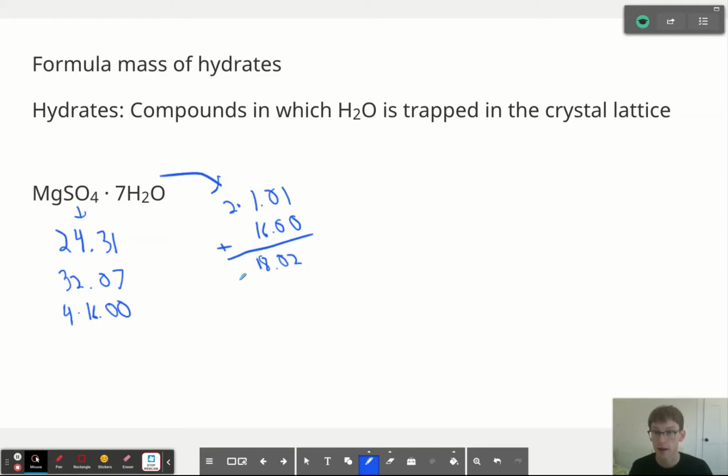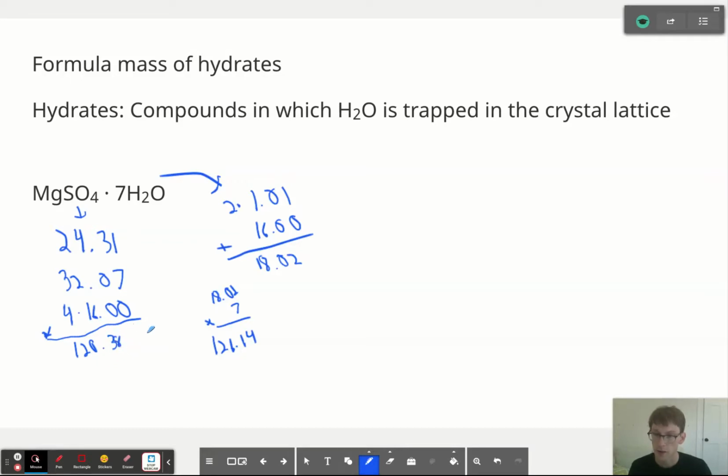Now, there are going to be 7 of these. So 7 times 18.02. This is going to be our mass of the water that's trapped in this crystal. So the water is going to come out to 126.14 grams. And then the magnesium sulfate is going to come out to 120.38.